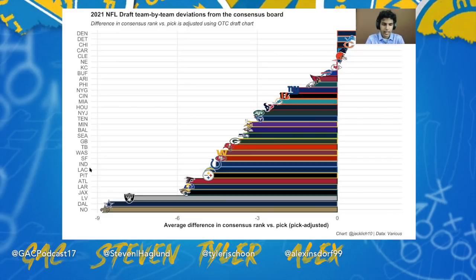And then New Orleans, Dallas, and the Raiders are obviously the 3 worst. Now, why is this important? Well, there's actually a study done before this draft that said the consensus board can actually help to predict where players are going to get drafted.